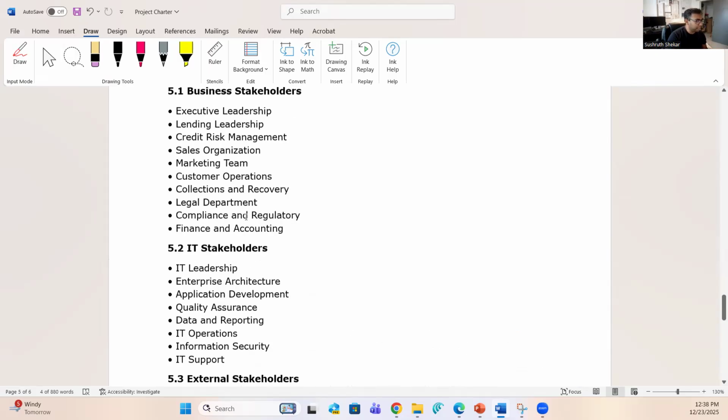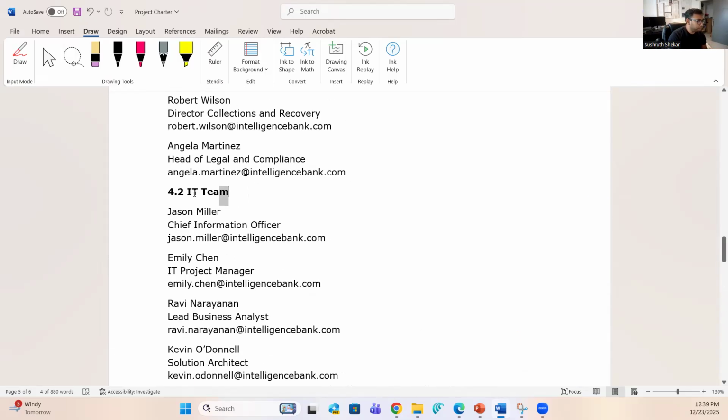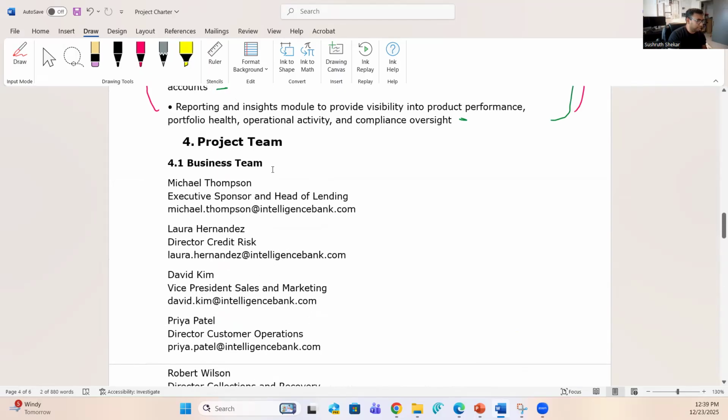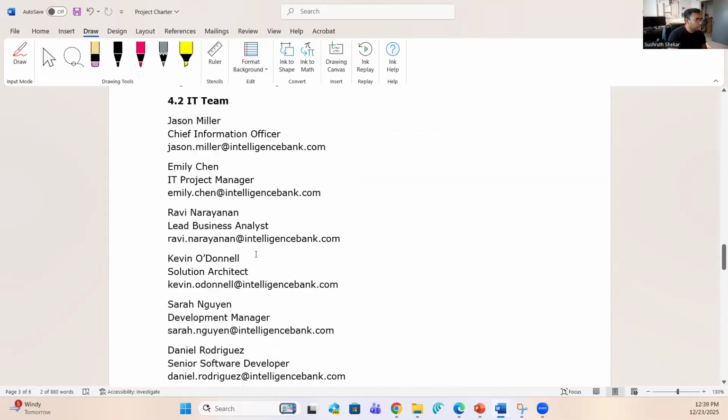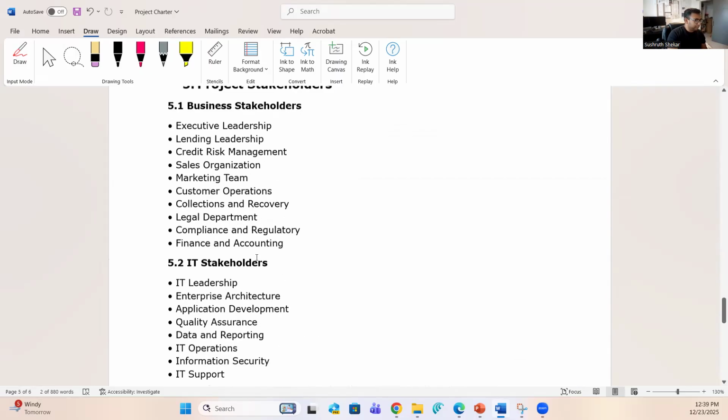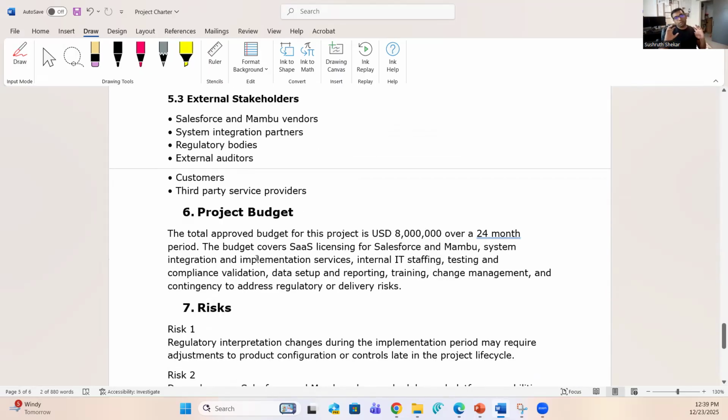They don't work directly. Whereas the business and IT team, and those in the bank, work directly on this project, on a more direct basis. Hence we've categorized them under the project team. So these are the project team and project stakeholders. If you have to know the difference: the project team is anybody who is working on the project on a direct basis. Project stakeholders are anybody who is impacted by the project. That's how you need to differentiate.